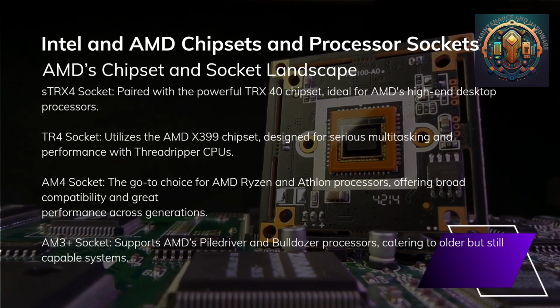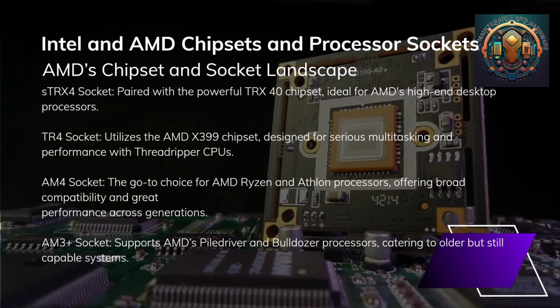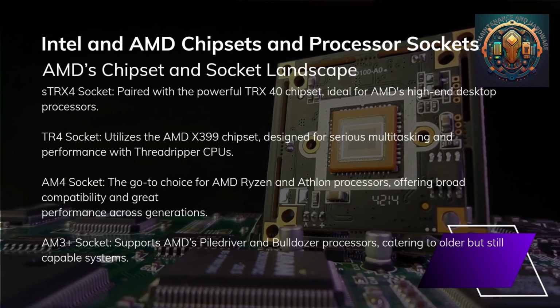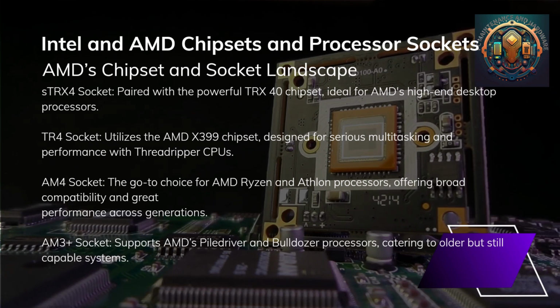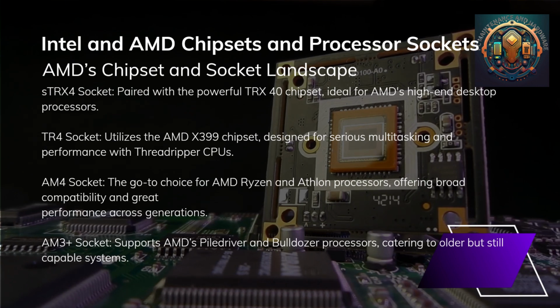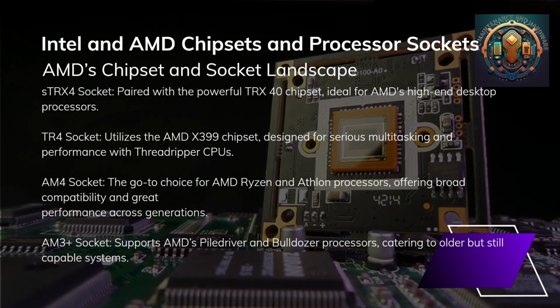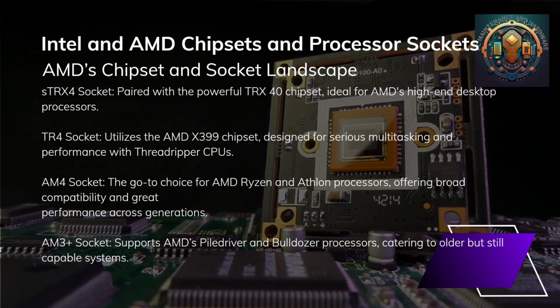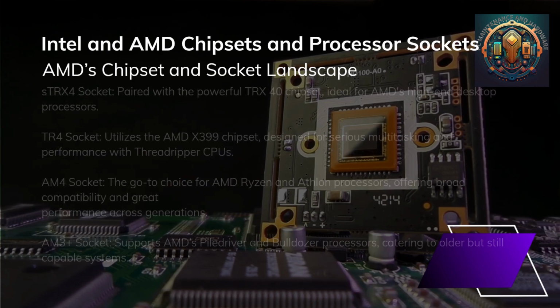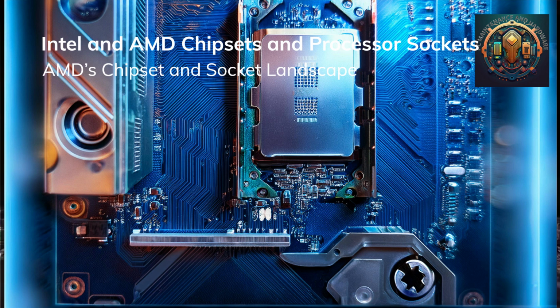AM4 socket. This is a versatile and widely used socket, compatible with both AMD Ryzen and Athlon processors. It's the go-to choice for most of AMD's current mainstream CPUs. AM3 Plus socket. This older socket is used with AMD's Piledriver and Bulldozer processors. While it's not as modern as the others, it's still found in some older systems. Each of these sockets and chipsets serves a specific purpose, so choosing the right one depends on the type of processor you need and the performance you're aiming for.